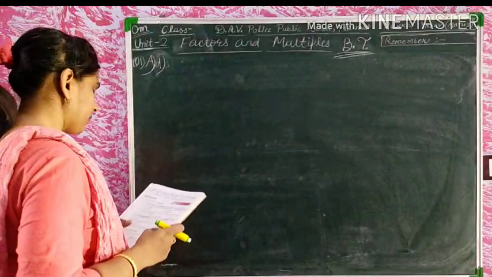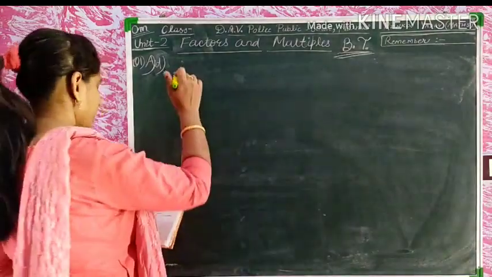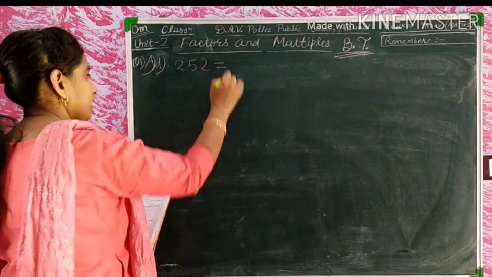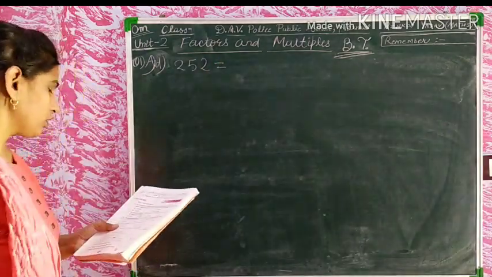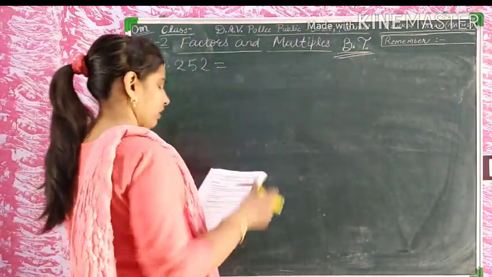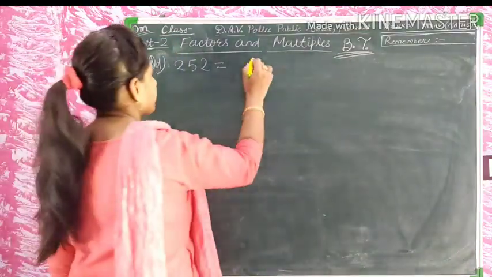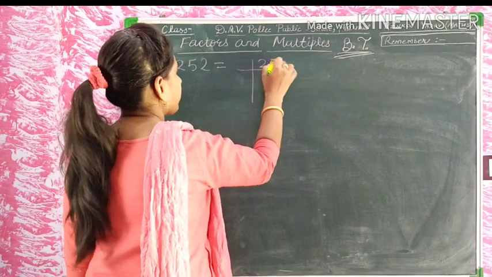252 can be expressed as a product of primes. For the product of primes, we have the prime factorization method. So we will solve it by the prime factorization method.